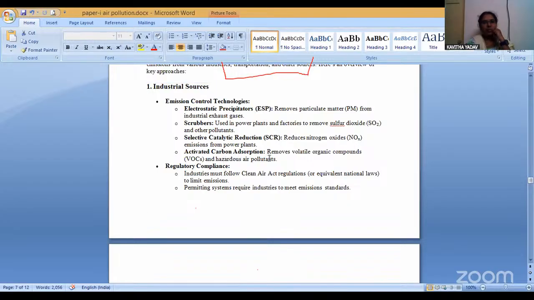Activated carbon adsorption removes the volatile organic compounds. It is the most important method to remove the volatile organic compounds which are present in the industrial sources as a hazard to the air. That is nothing but the hazardous air pollutants. How can volatile organic compounds be removed in this activated carbon adsorption? Let me discuss.